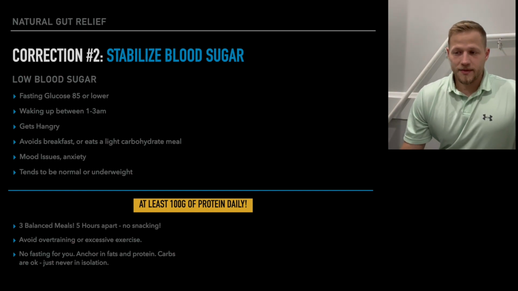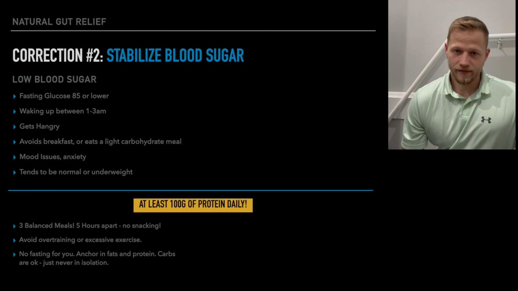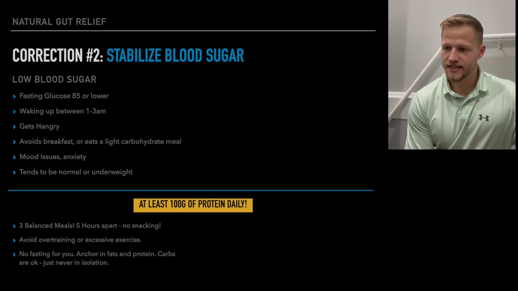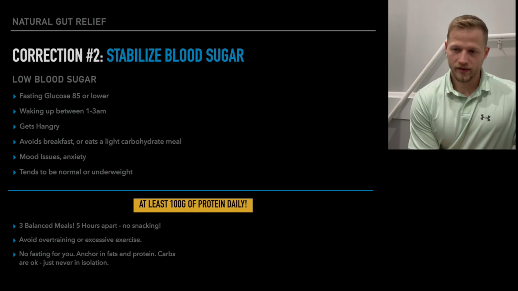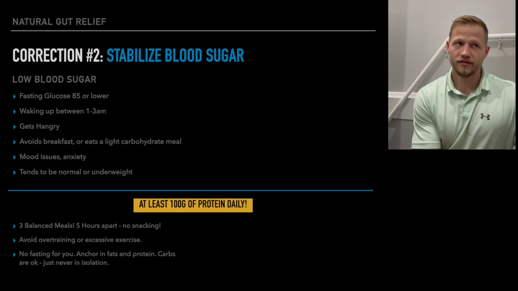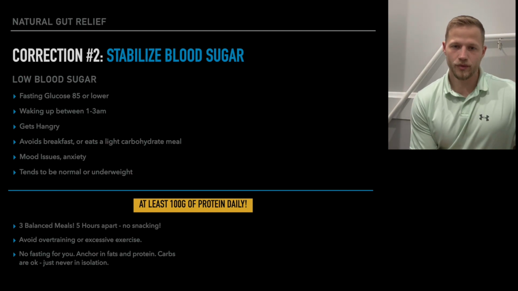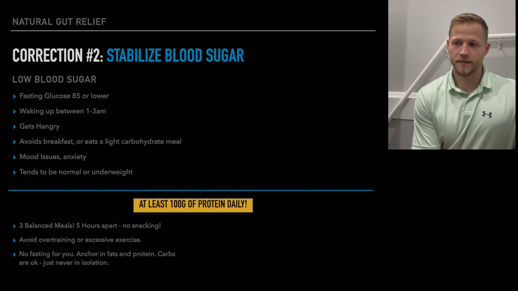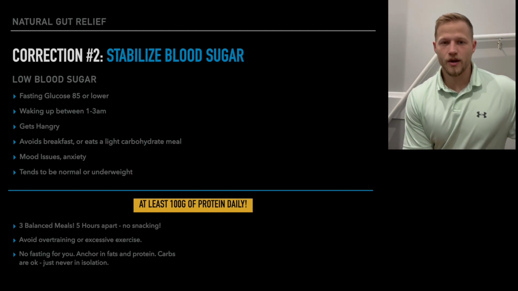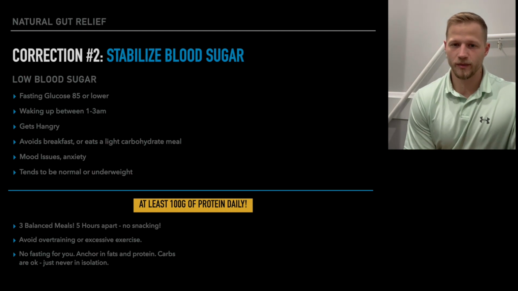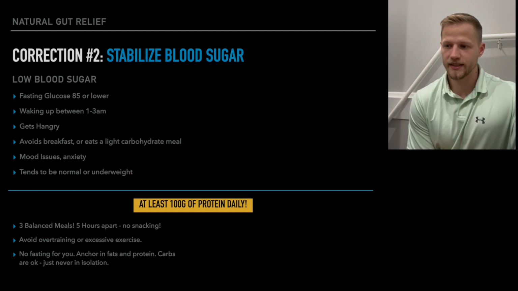So we want to eat 3 balanced meals, no fasting for this particular subset of people, 5 hours apart, no snacking. So if you eat lunch and you notice that you're still hungry, then you need to do better at the previous meal. You need to focus on eating good protein, good fat, and eating at least 100 grams of protein is a good rule of thumb. Most people are going to have a lot of trouble doing that, but you're going to feel a lot better once you do it.